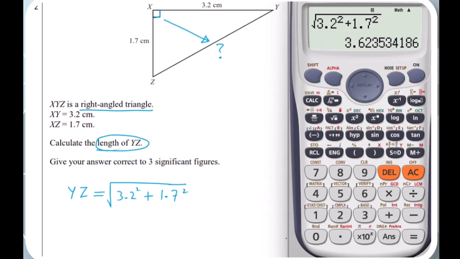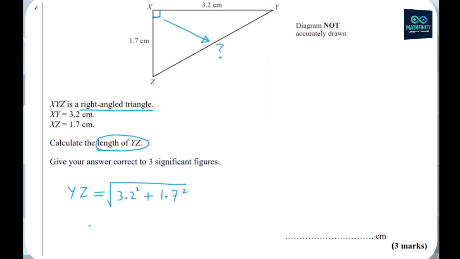They give us 3.623, and according to the statement, give your answer correct to 3 significant figure. We have to correct to the third significant figure, that is 2. So 3.62. After 2, we can see that the number is 3, so we will not add. So what is the final answer? 3.62. This is the final answer.